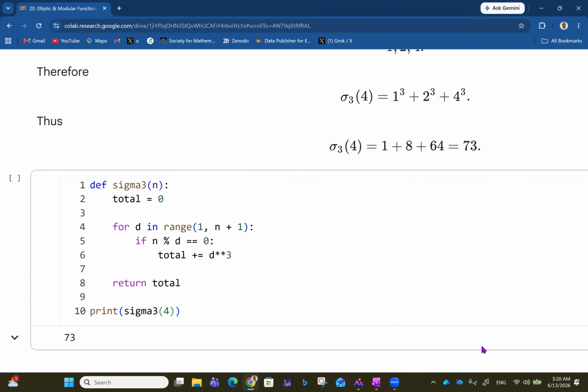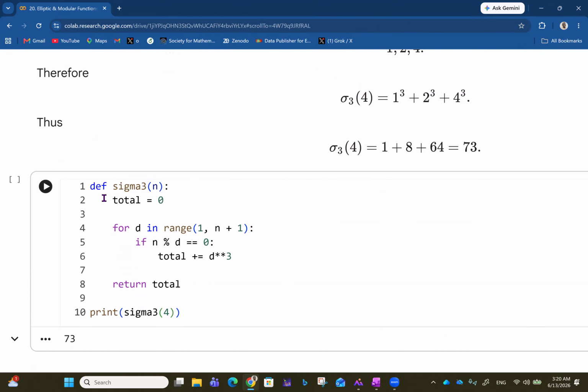Okay, so if we do that here, you define sigma 3 of n. Total is 0, that's initialization. So for d in range 1 to n plus 1, if the modulo division of n by d is equal to 0, then total plus equals d raised to 3. Then return total. So you print sigma sub 3 of 4. That's 73, just like what we have here. So this is the code form of getting this same thing.